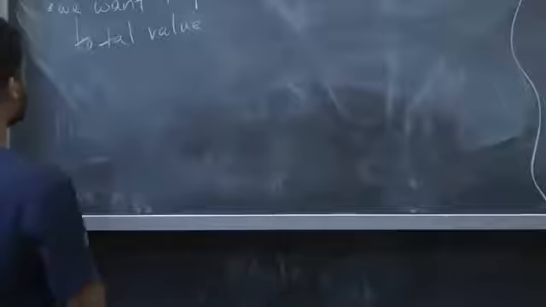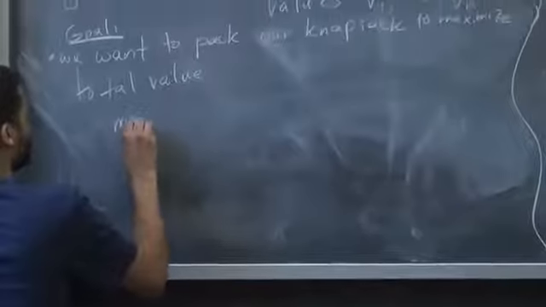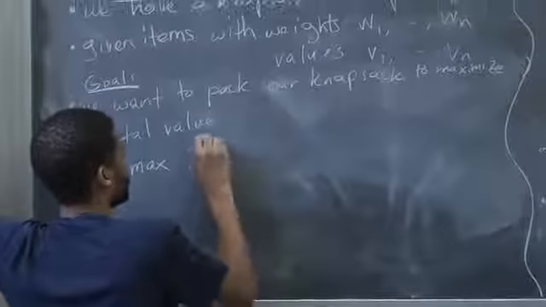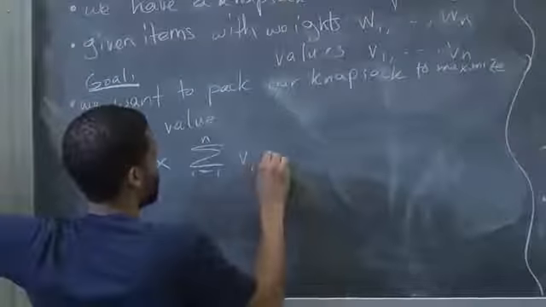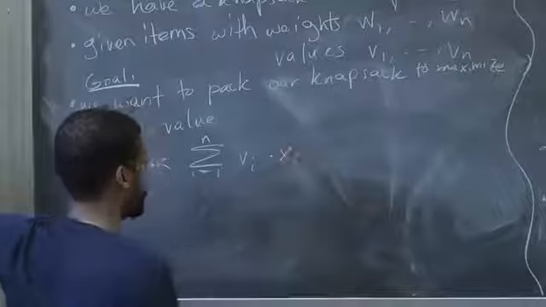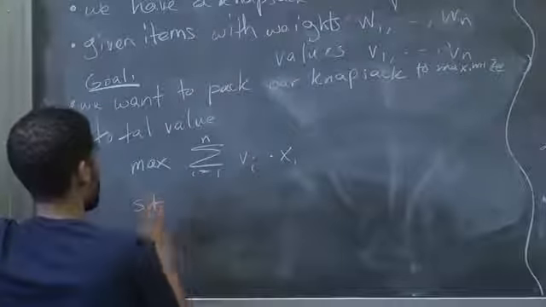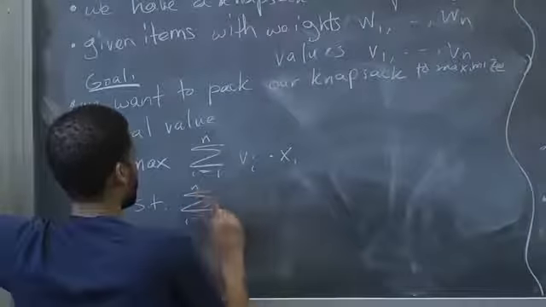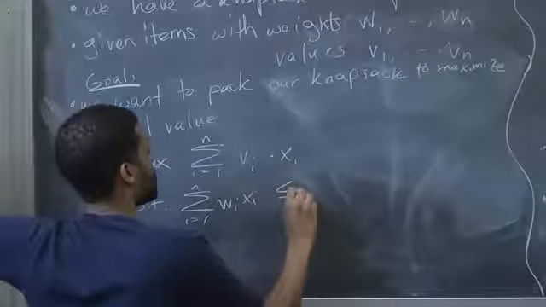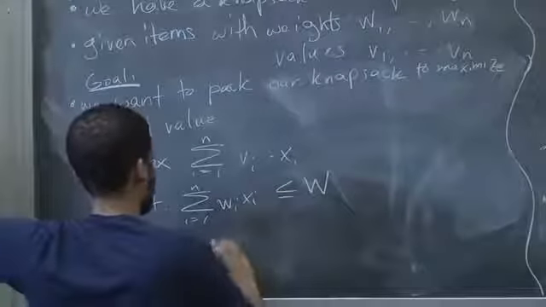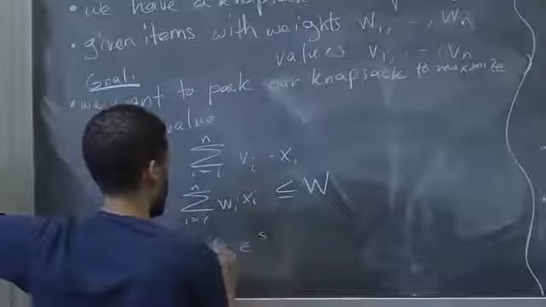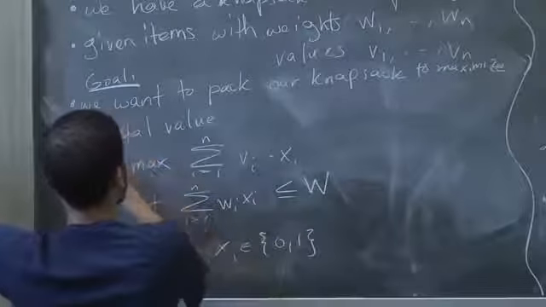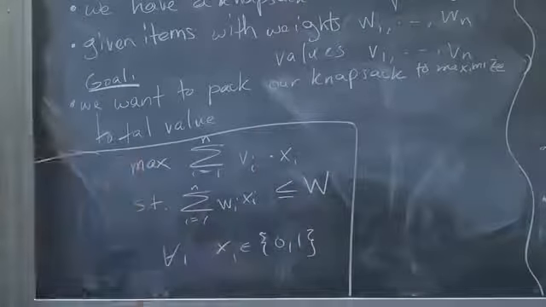So we could write this as: maximize the sum over i from 1 to n of the value of item i times x_i, which tells us whether we took it or not, subject to the constraint that the sum over i from 1 to n of w_i x_i is at most W, and that for all i, x_i is either 0 or 1. Okay, so this is knapsack.